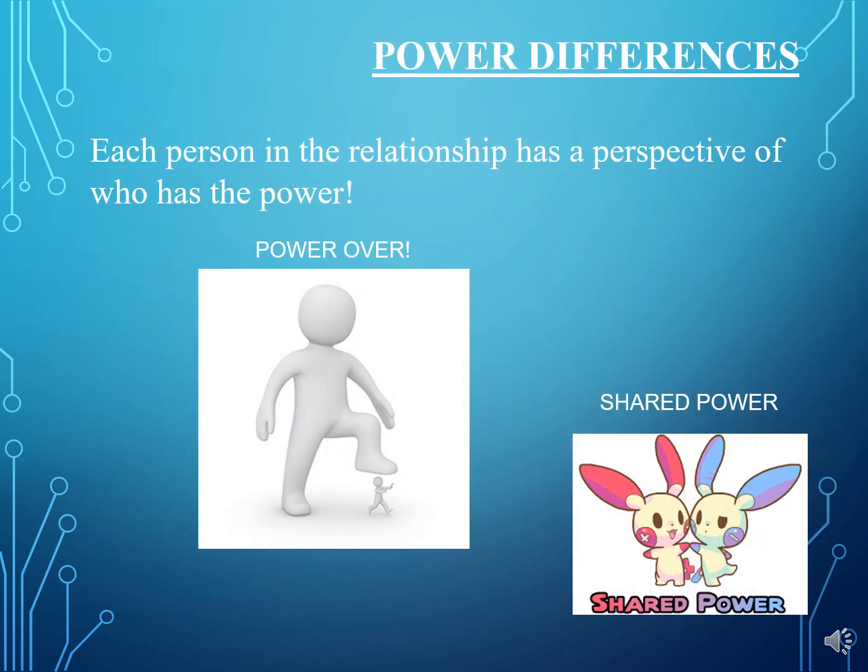So now we're going to discuss power differences. Each person in the relationship has a perspective of who has the power. Then there's power over, and then we have shared power. So which one do you think will work with your parents? Power over, where you're constantly on top of them: Why are you late? What happened now?